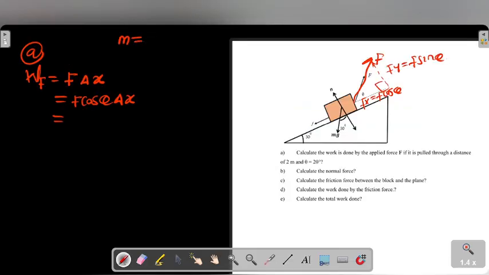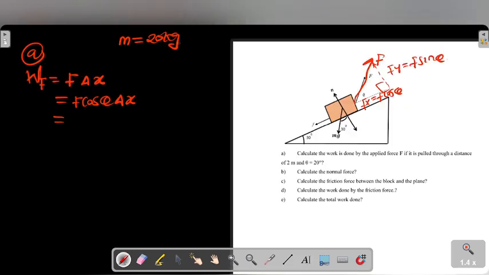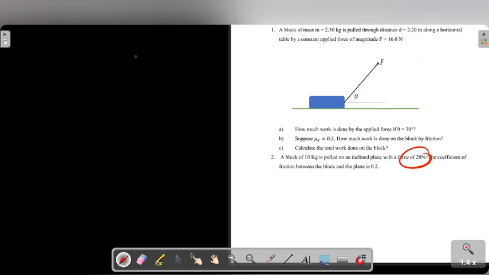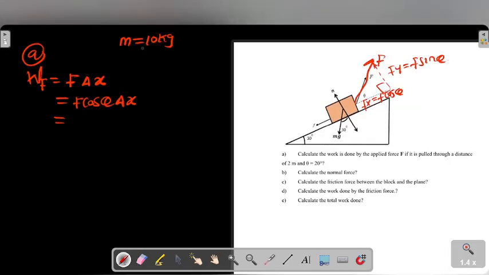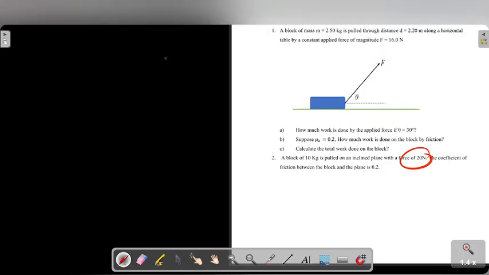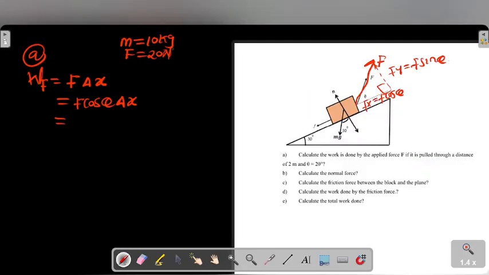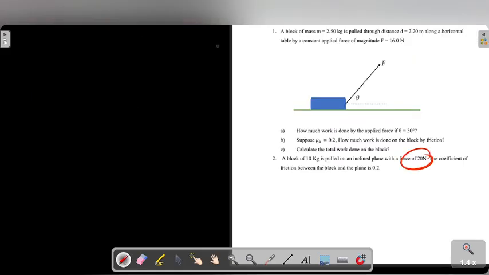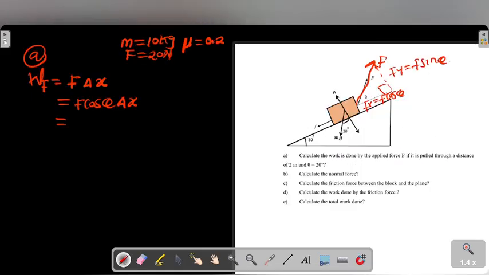So the block has a mass of 10 kg. Then the force being applied is 20 newtons. Then the coefficient of friction between the block and the plane, that is mu, it is 0.2. So that's the coefficient of friction there.